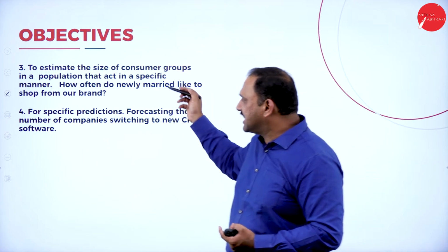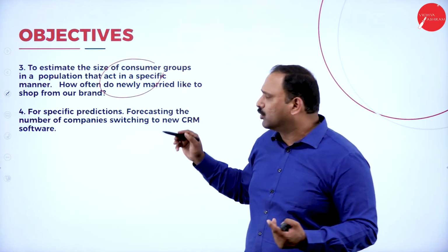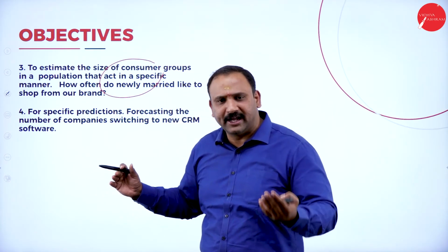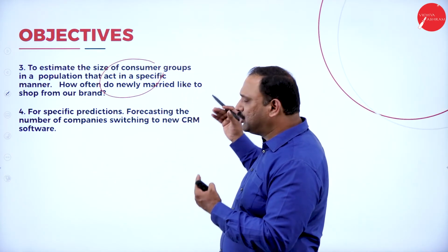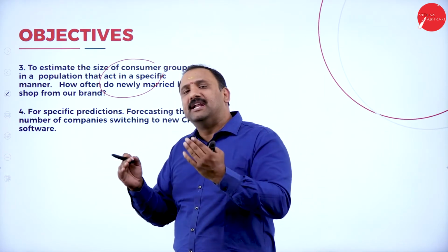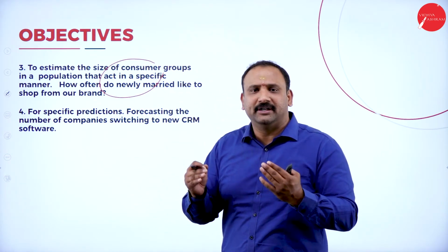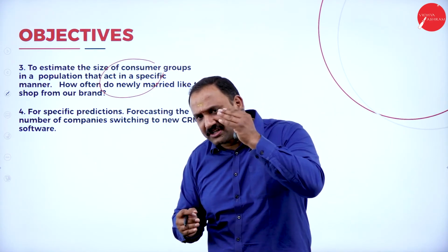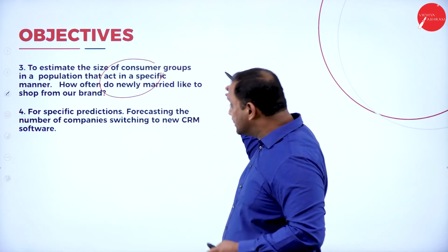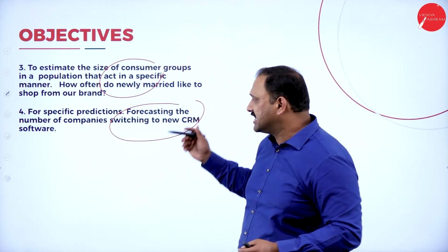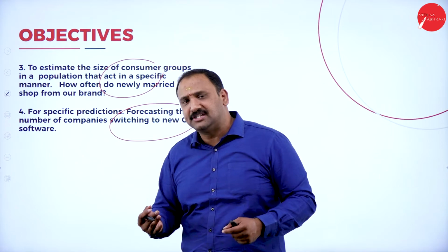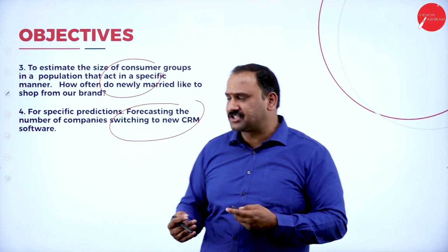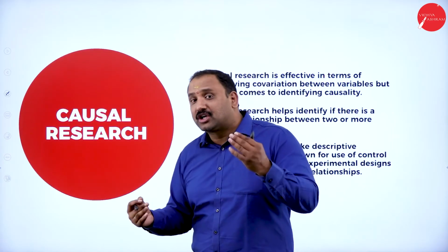Now, to estimate the size of a consumer group, I'm just going to look into how many times, for example, a newly married couple would like to go and shop. Now, I might try to act on a specific population-related problem, like how many times a kid might like to go and buy a chocolate. So what I'm trying to do is describe a particular thing and get into it. Then there are predictions, forecasting how many times people switch to new brands, use new software, new technology. So that is also a kind of descriptive research, followed by the causal research.